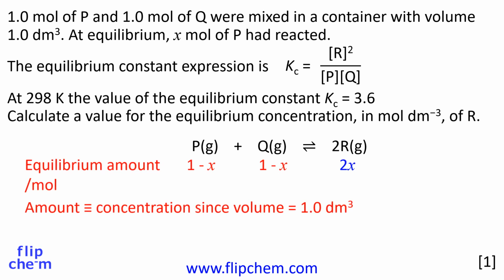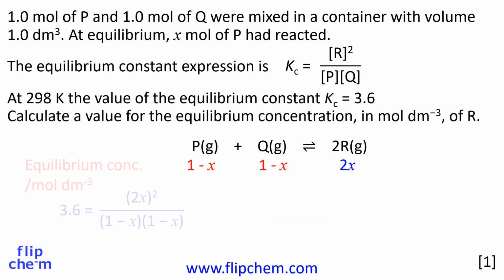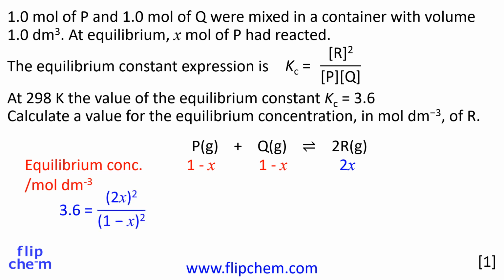We know the equilibrium amounts of P, Q and R from the previous part of the question. Amount is equivalent to concentration in this case because the total volume is 1 decimeter cubed. We substitute these values of concentration into the Kc expression along with the value of Kc given in the question. If we tidy this expression up a little bit, this might give you a clue about the next step.